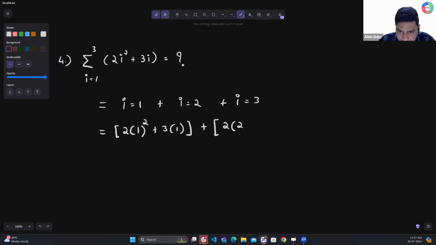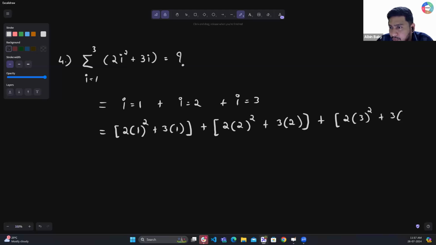What is the next step? Yes, square plus 3 times 2, plus, when i equals 3, it will be 2 times 3 square plus 3 into 3. Clear? I just substitute the value of i in this equation. Got it?